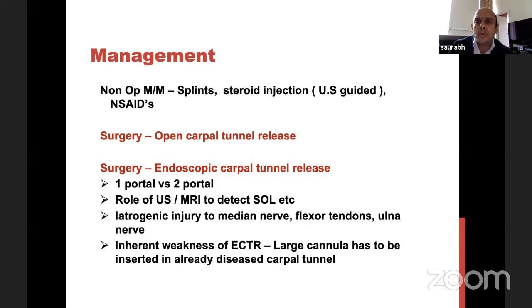Endoscopic can be 1 or 2 portal. Important with endoscopic is you need to make sure, because you're going to put a big endoscope in a carpal tunnel, which is already diseased, the median nerve doesn't have a lot of space. So you need to make sure or rule out any lipomas or tenosynovitis of the tendons in the carpal tunnel. So get an ultrasound or an MRI scan. And then of course, because you're putting an endoscope, there's a small chance of damage to the median nerve, or you may not be able to release it completely. So just some pros and cons to bring up in the exam.